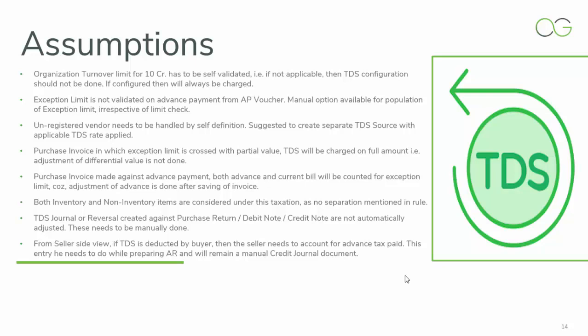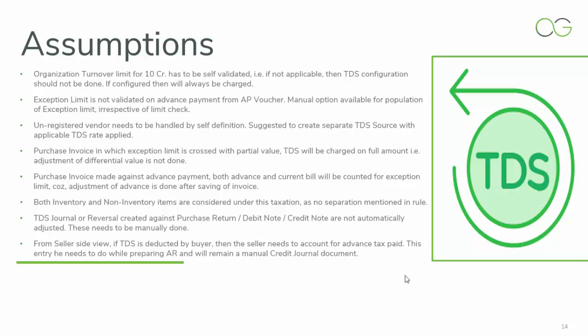If we are marking vendors as TDS applicable and we are configuring the TDS sections and all, then the system will deduct the TDS journal for the respective purchase invoice. The validation of whether the turnover limit of 10 crores has been crossed or not is not done by the system. This has to be self-justified, and then the application for TDS configuration should be done.